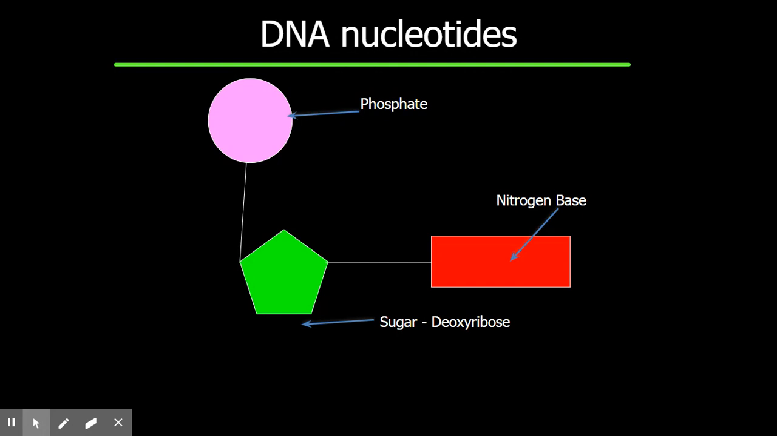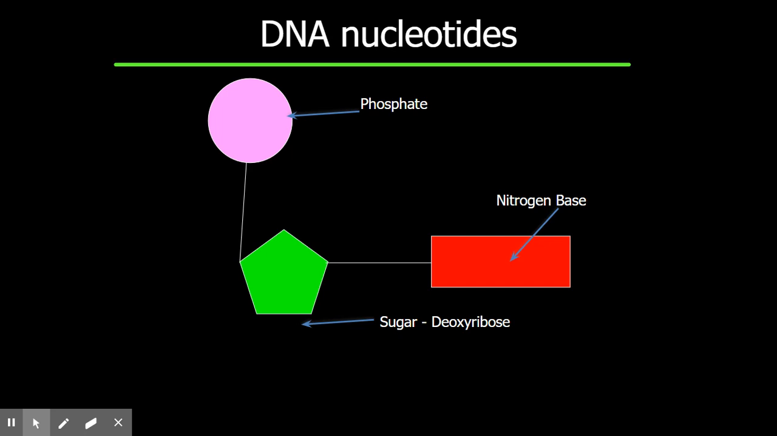Okay. So it's either represented by a circle or a sideways star. It has a sugar. The sugar that is found in DNA is called deoxyribose. Remember, I told you all sugars end in OSE. So glucose, lactose, fructose, whatever. So the sugar for deoxyribonucleic acid is deoxyribose.